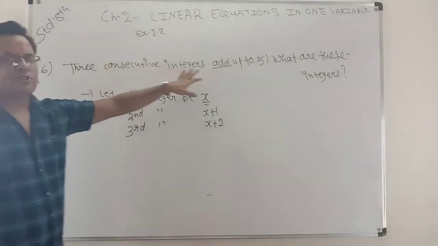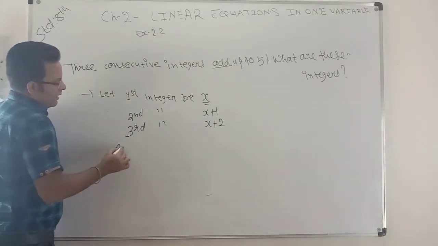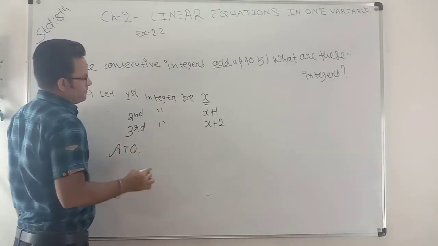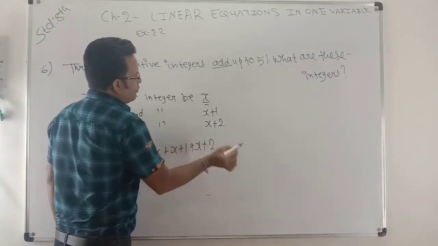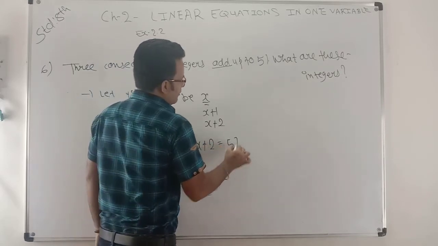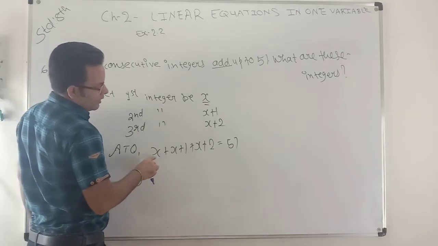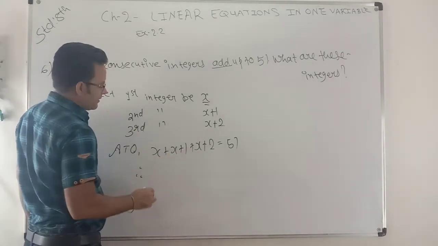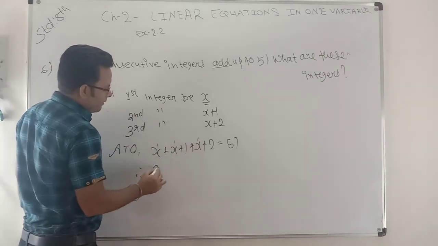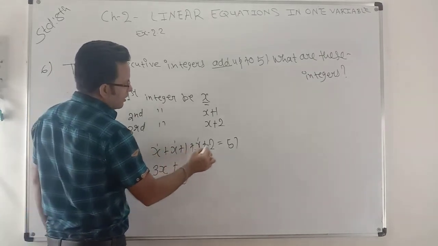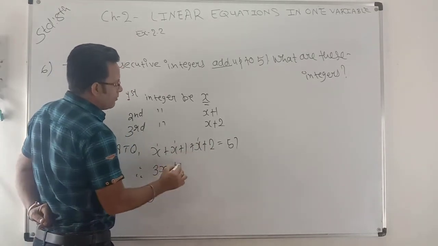Now you have to make addition. Here written add. According to the question, x plus x plus 1 plus x plus 2 is equal to 51. Therefore, now x plus x plus x means 3x plus 1, here written 1 and 2, 1 plus 2, 3.